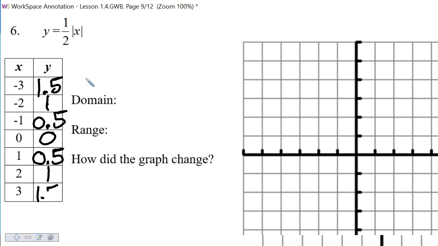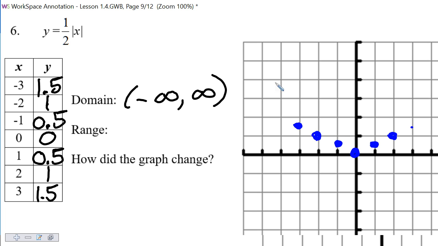What's the domain for all of these absolute values? Negative infinity to positive infinity every time. Now we need to plot those points. So -3 goes up 1.5 units. -2 goes up 1 unit. -1 goes up halfway. Then we have 0, 0. 1 goes up halfway. 2 goes up to 1. And 3 goes up 1.5.